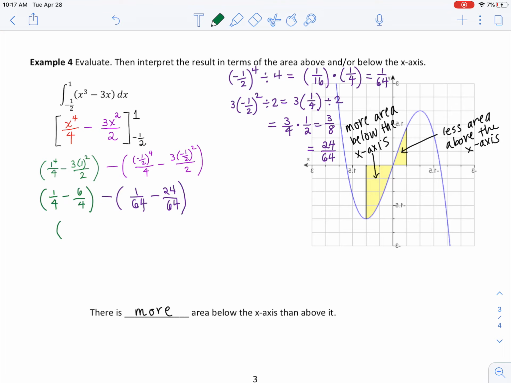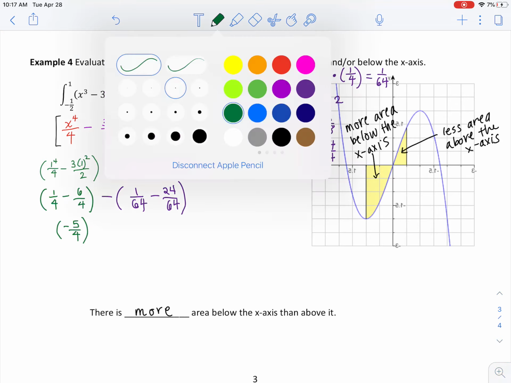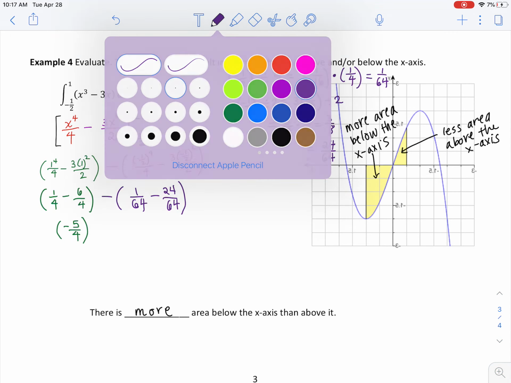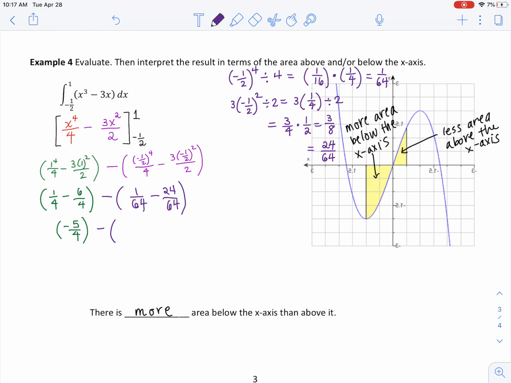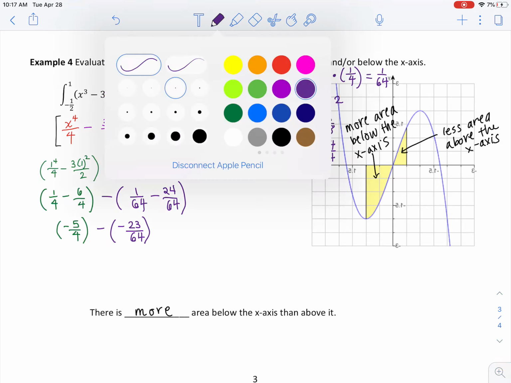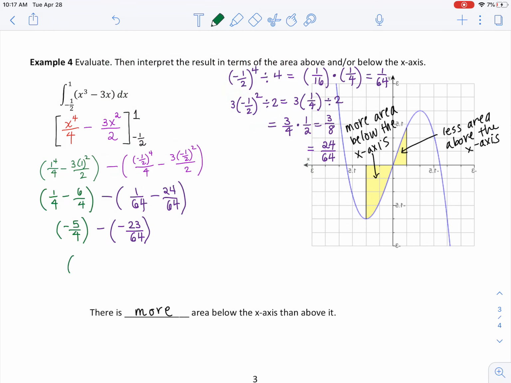Okay? So the first one, if I subtract, I will get -5/4, right? And then if I combine the next one, what's that going to be? -23/64? Okay, I'm almost done. Now, let me go ahead and rewrite the green one so that it has 64 in the denominator. What's that going to be?